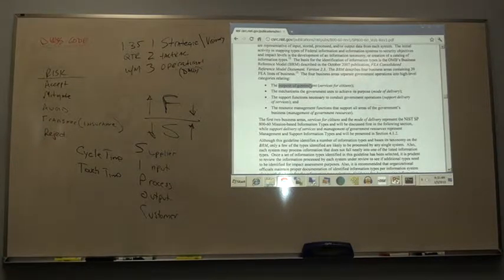The purpose of the government, basically a service to the citizens. The mechanisms the government uses to achieve its purpose. What are you going to supply? Who's your customer, basically? So what support functions are necessary? That's delivery service. And how are you going to manage the functions of the government? All of that for identifying.